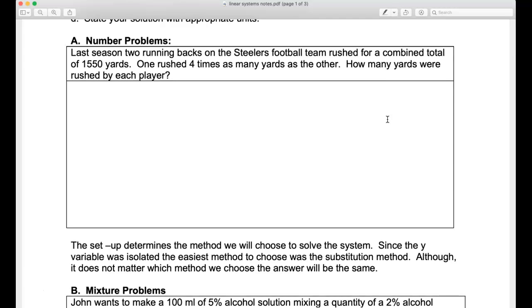Again, pause this as necessary because I know these are word problems and they probably take some time to solve. Last season, 2 running backs on the Steelers football team rushed for a combined total of 1,550 yards. One rushed 4 times as many yards as the other. How many yards were rushed by each player? So if we let X represent player 1, and then Y represent player 2, so we have 2 different players.